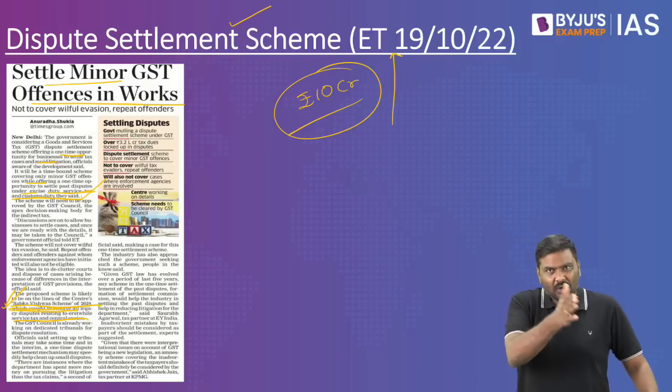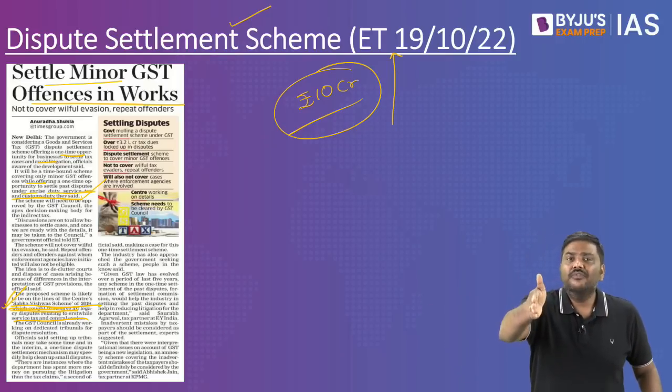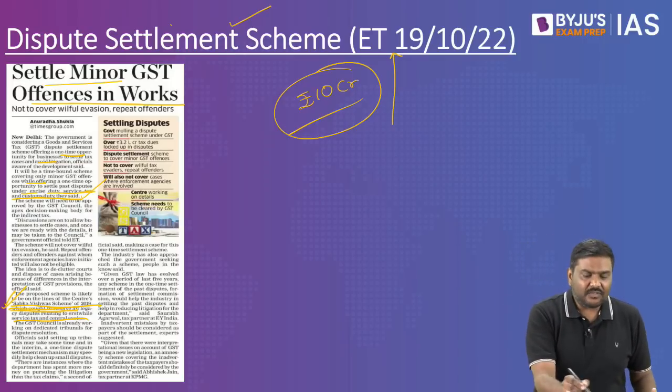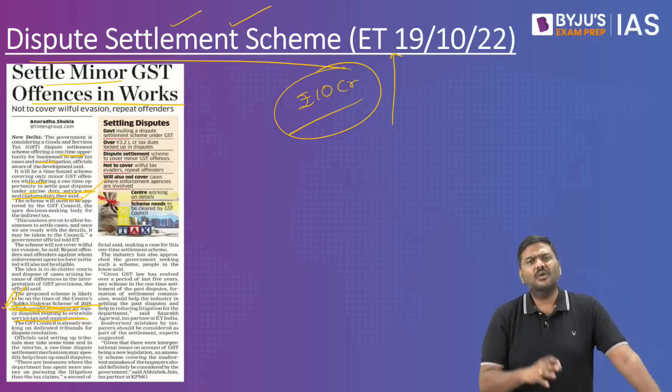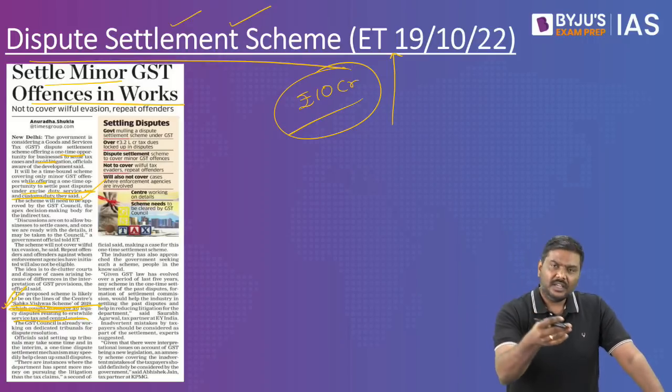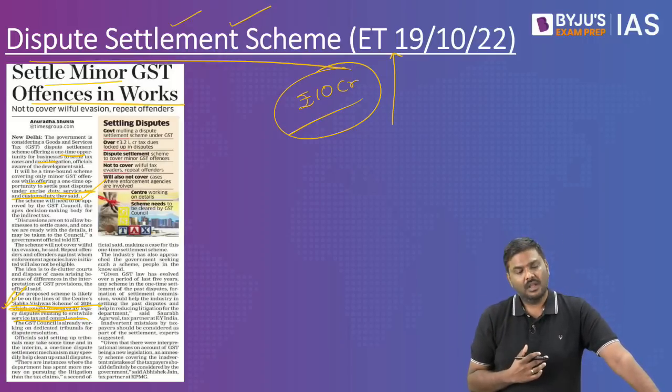Rest of them, the authority says these are minor offenses. We want to settle these offenses. This is a scheme which has been proposed by the government as of now. Again, not in the public domain, but it is there in the newspaper. In the coming days, you will come across this scheme.